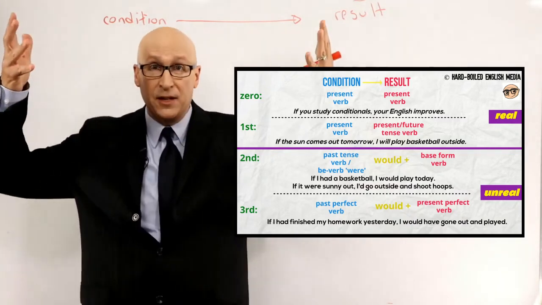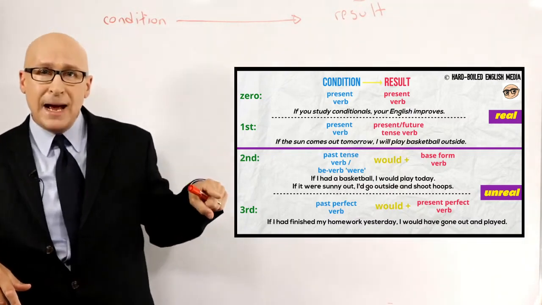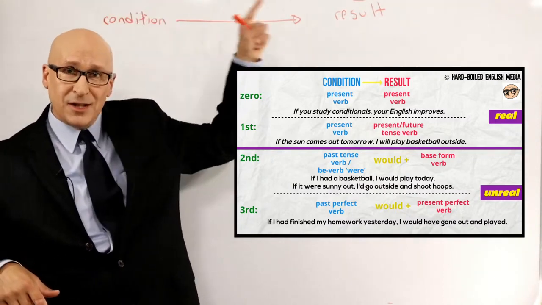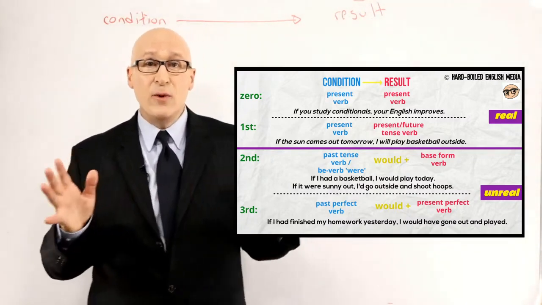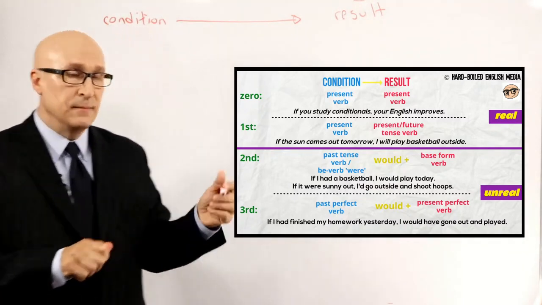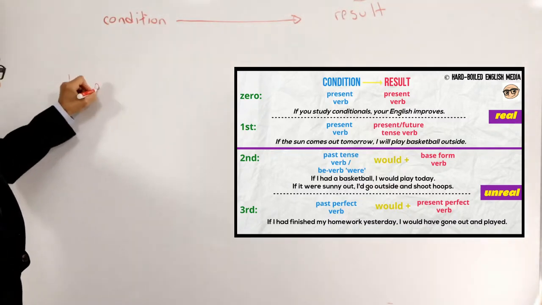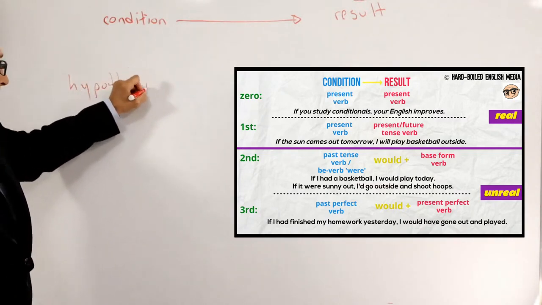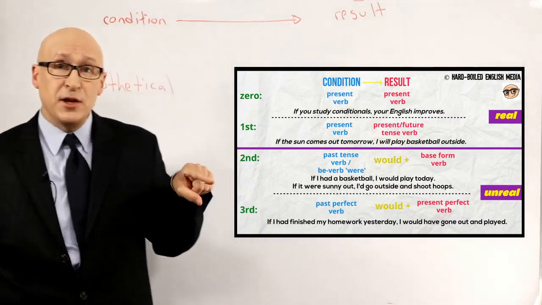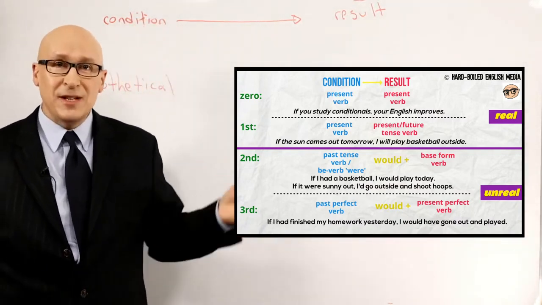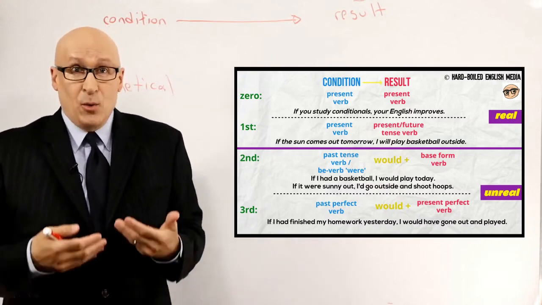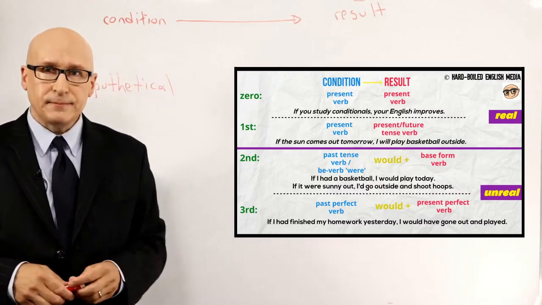It's an imaginary situation. I imagine this condition and I imagine the result. These are unreal. This is hypothetical. Imaginary. Okay? Now, why do we need that? Why does a human need that? Well, because humans have an imagination. We can imagine things that are not real. So we need language to express that.